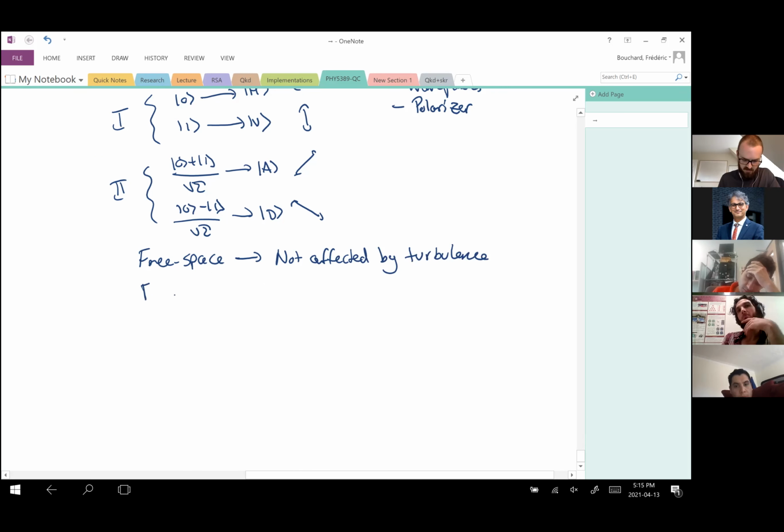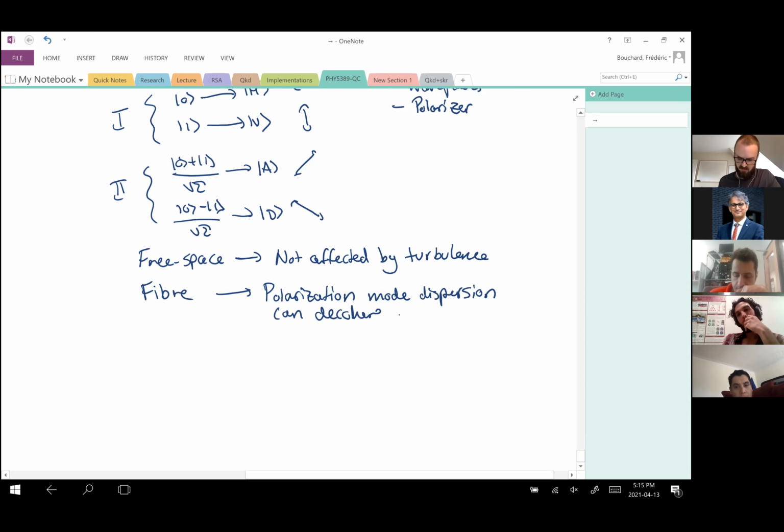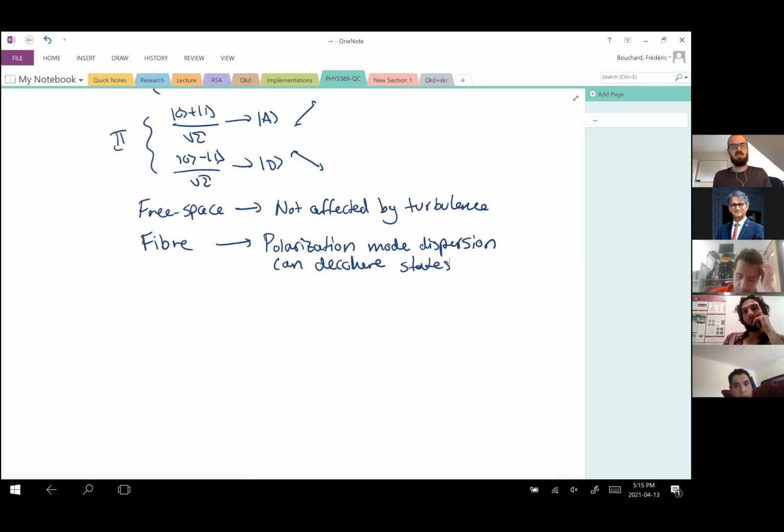In fiber, now that's another story because there's something called polarization mode dispersion. Whenever you have a fiber, you can get different group velocities depending on the polarization, whenever you have symmetries in the fiber. That can decohere your state, which will turn your pure state into a mixed state and give you errors. If your fiber is too long, you might just get a completely mixed state at the output. So polarization is tricky in fiber.